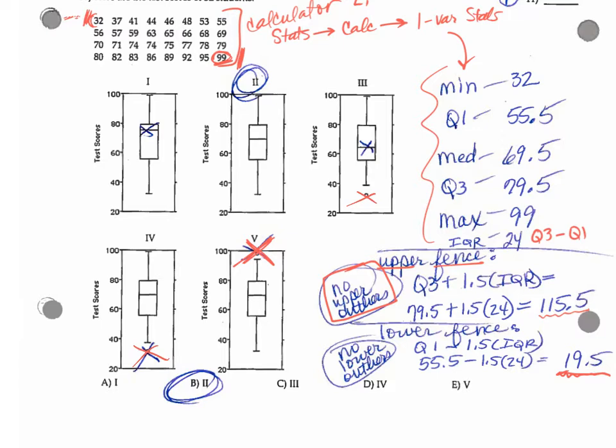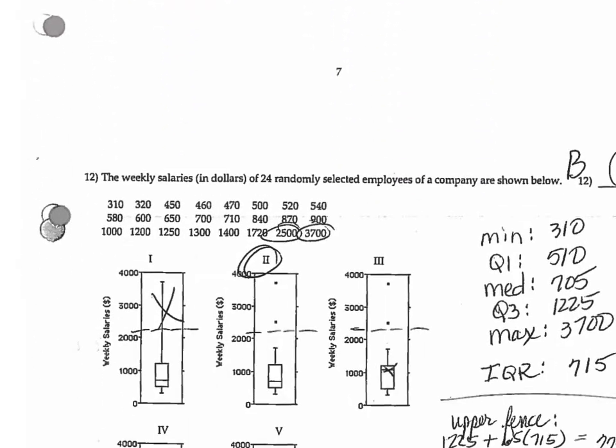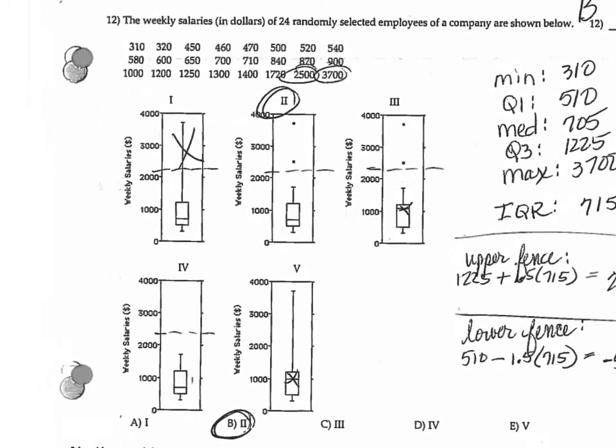Okay? Besides that, you also were plotting these 5-number summaries on the chart. This one had a wrong median, this one had a wrong median, and the other ones had the wrong outliers. So therefore, B is the answer, or 2.